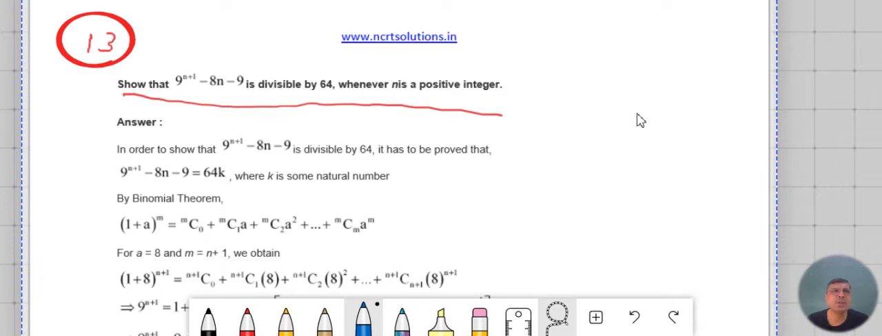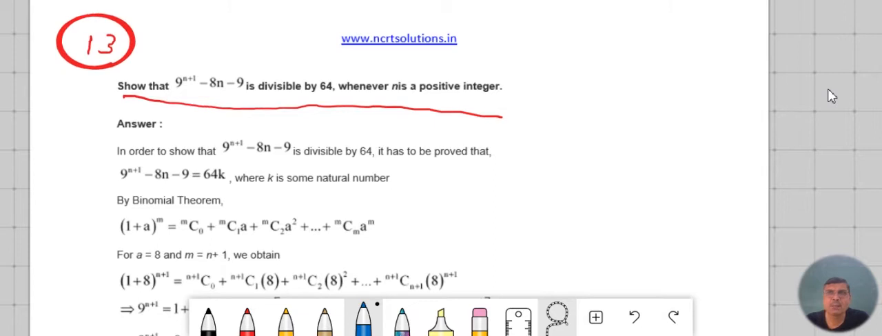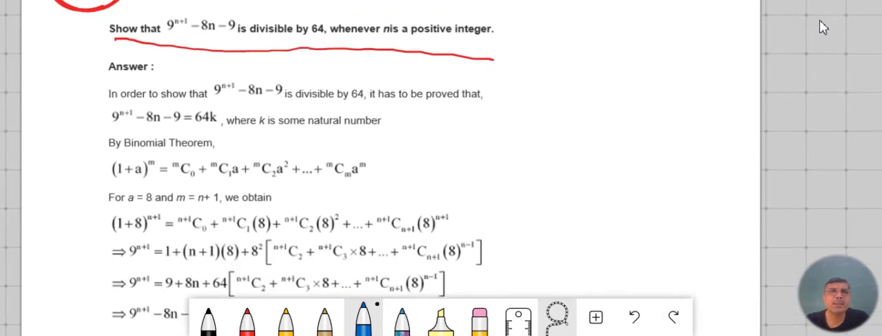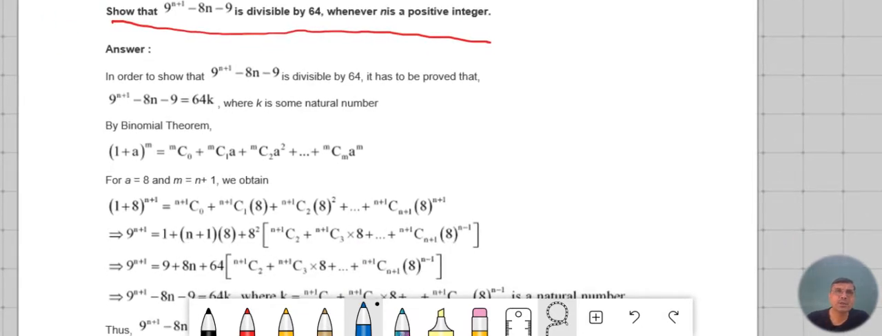using binomial theorem. Prove that 9 raised to n plus 1 minus 8n minus 9 is divisible by 64. Alright, so if they say using binomial theorem, then we don't have any option. You have to use binomial theorem. I cannot use the principle of mathematical induction.